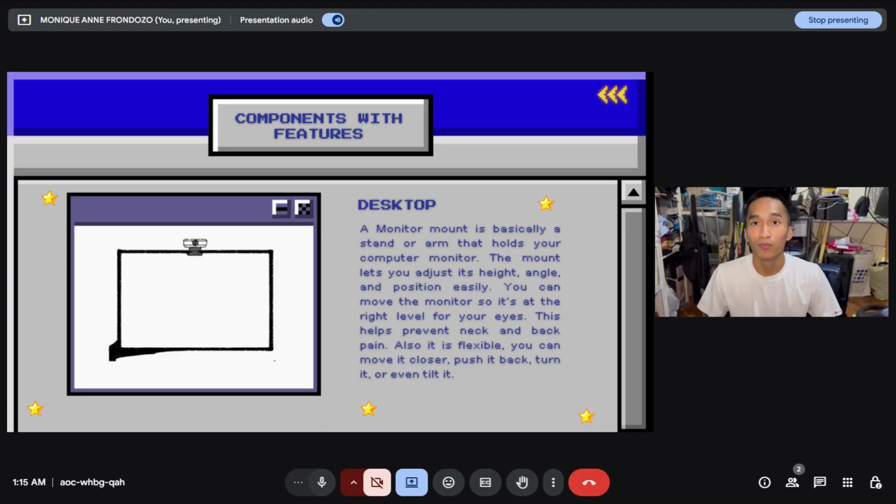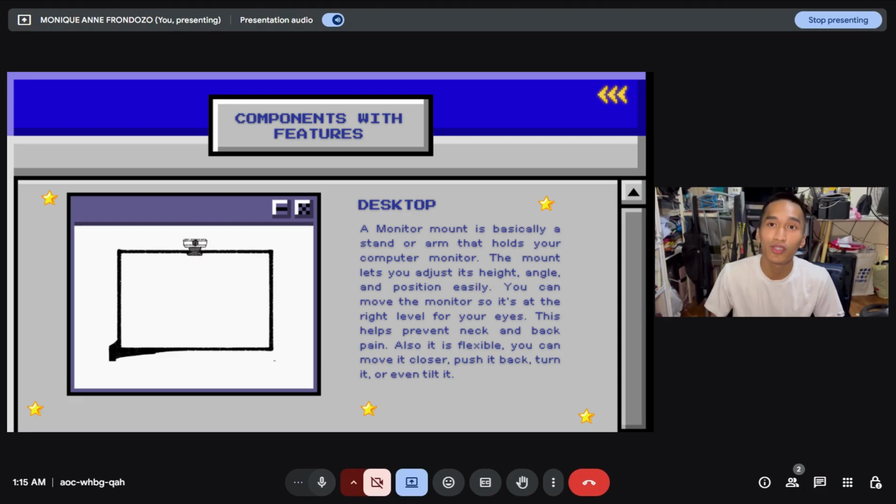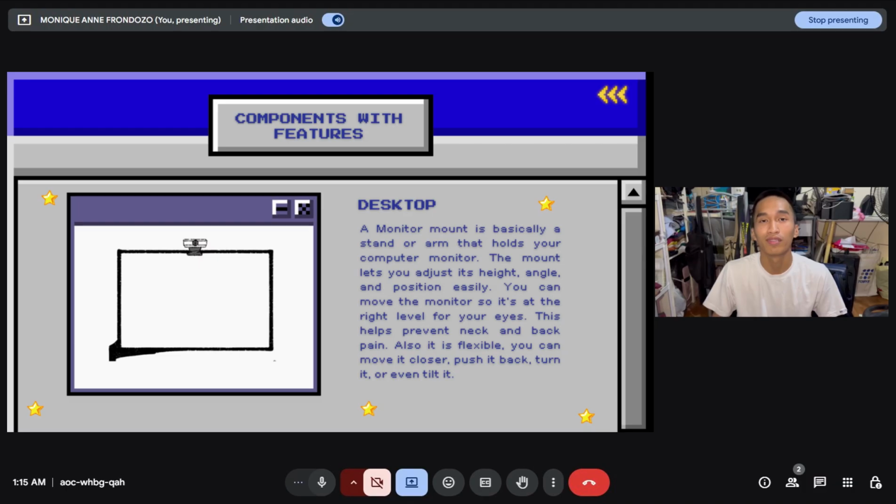Now let's talk about a monitor mount. A monitor mount is basically a stand or an arm for your computer monitor. The mount lets you adjust its height, angle, and position. You can move the monitor to the right level of your eyes, and this helps prevent neck and back pain. Also, it is flexible. You can move it closer, push it back, turn it, or even tilt it. So that's it for a monitor mount.